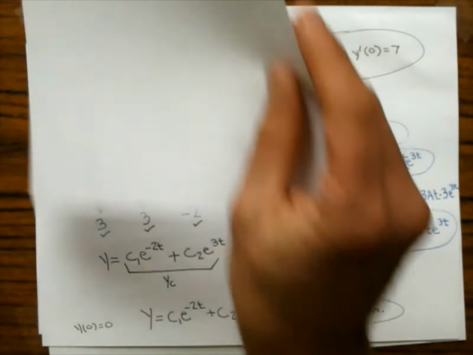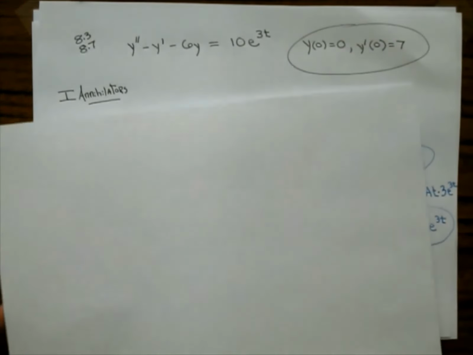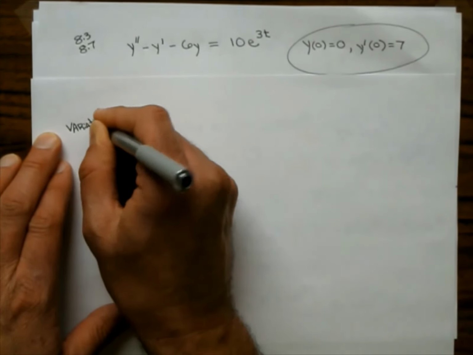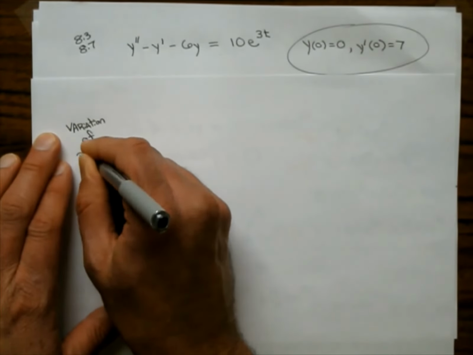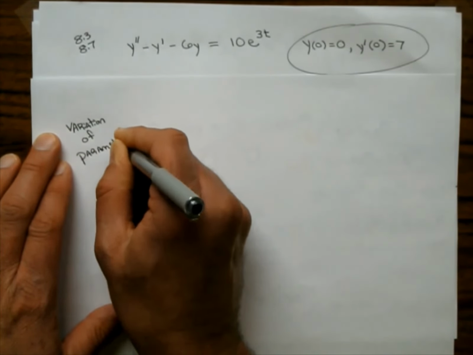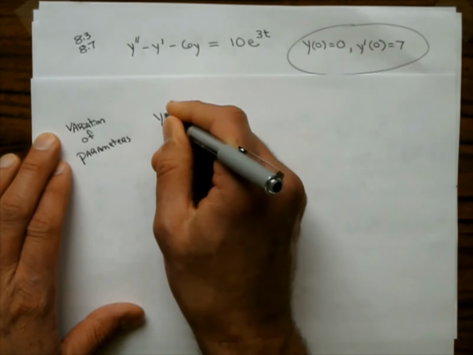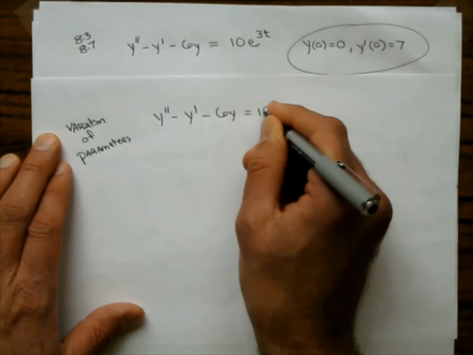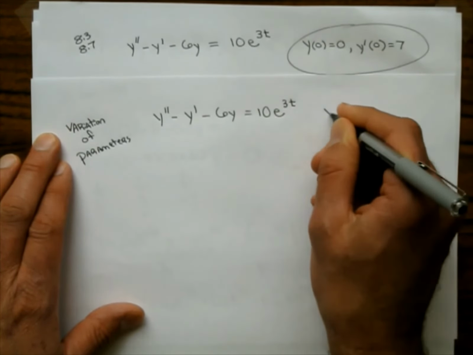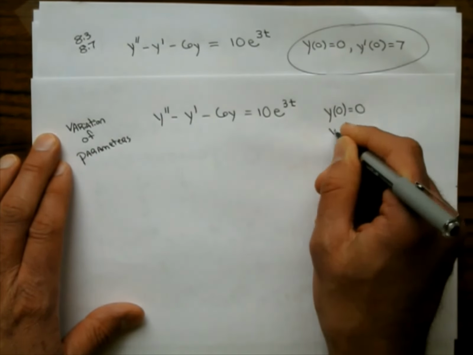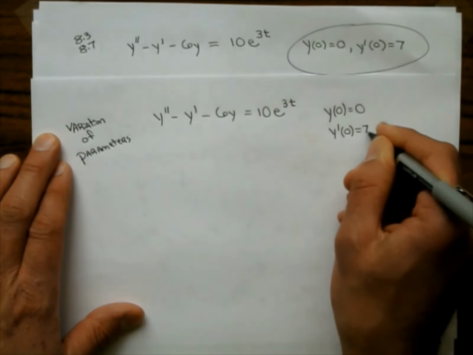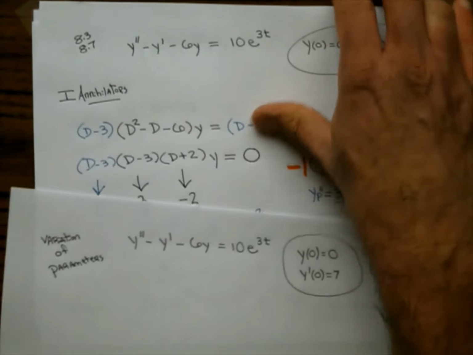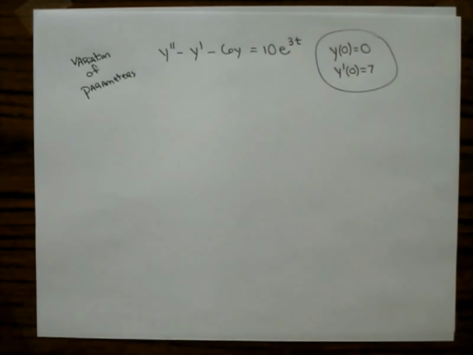Now, just so we can see the other method, I'm going to do the same thing, but I'm going to use variation of parameters. And so I'll just write this down. y double prime minus y prime minus 6y equals 10 e to the 3t. y of 0 equals 0. y prime of 0 equals 7. I don't think we'll have to run through that once we get the general solution, but let's just put that down there. And so that's what I'm going to do.